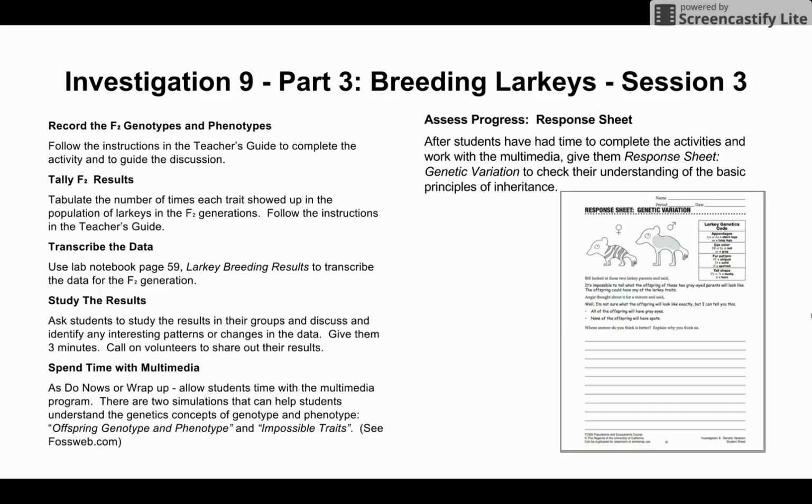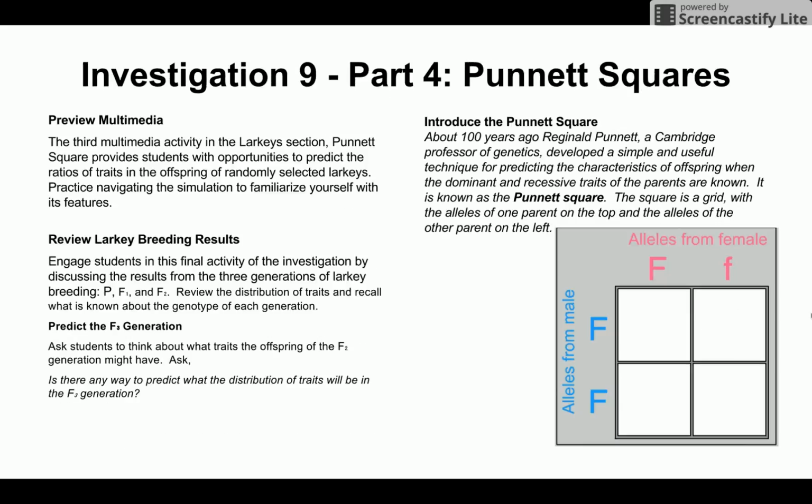Have students spend time with the multimedia as a do now or wrap up. There are 2 simulations that can help students understand the genetic concepts of genotype and phenotype. Assess students' progress by having them use the response sheet, Genetic Variation, to check their understanding of the basic principles of inheritance. Part 4 introduces the Punnett square.